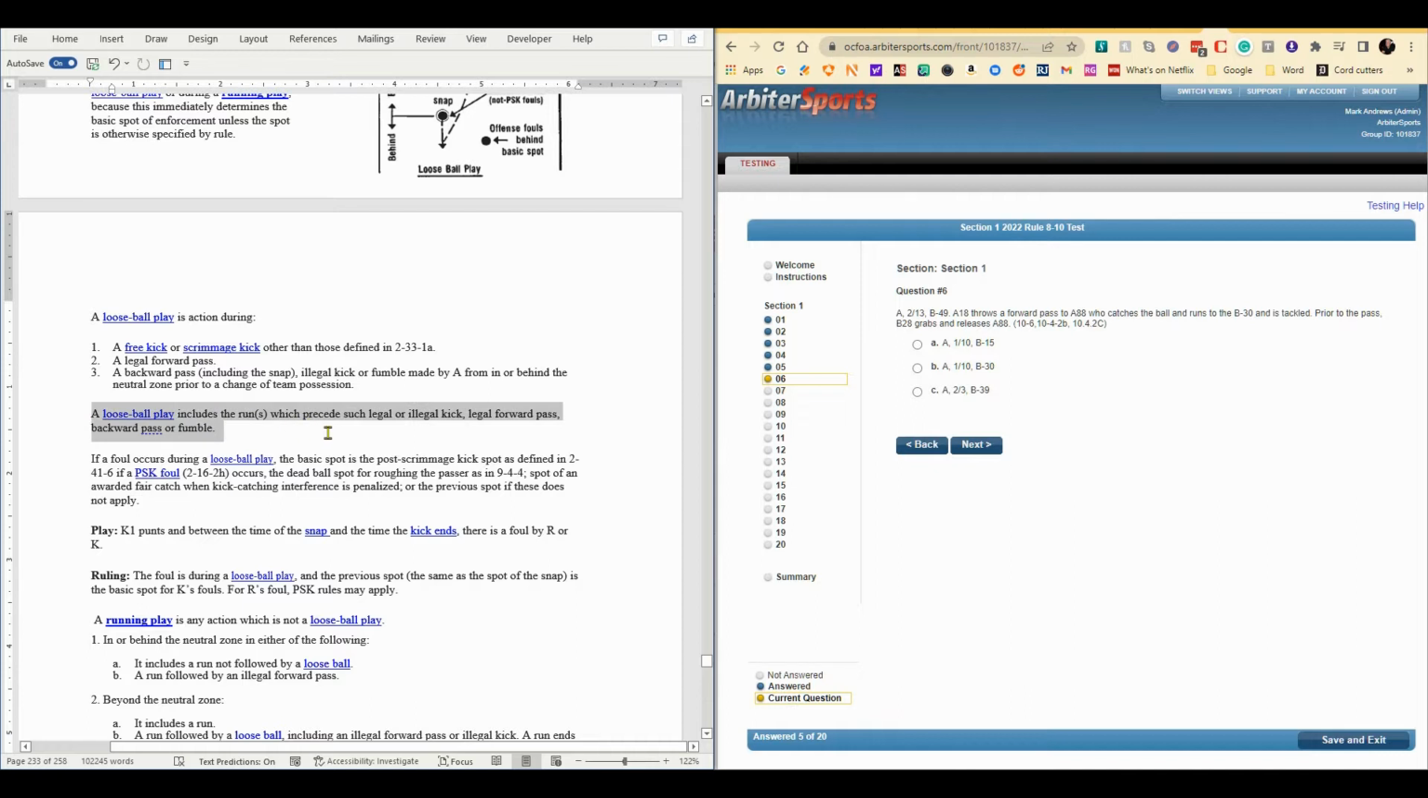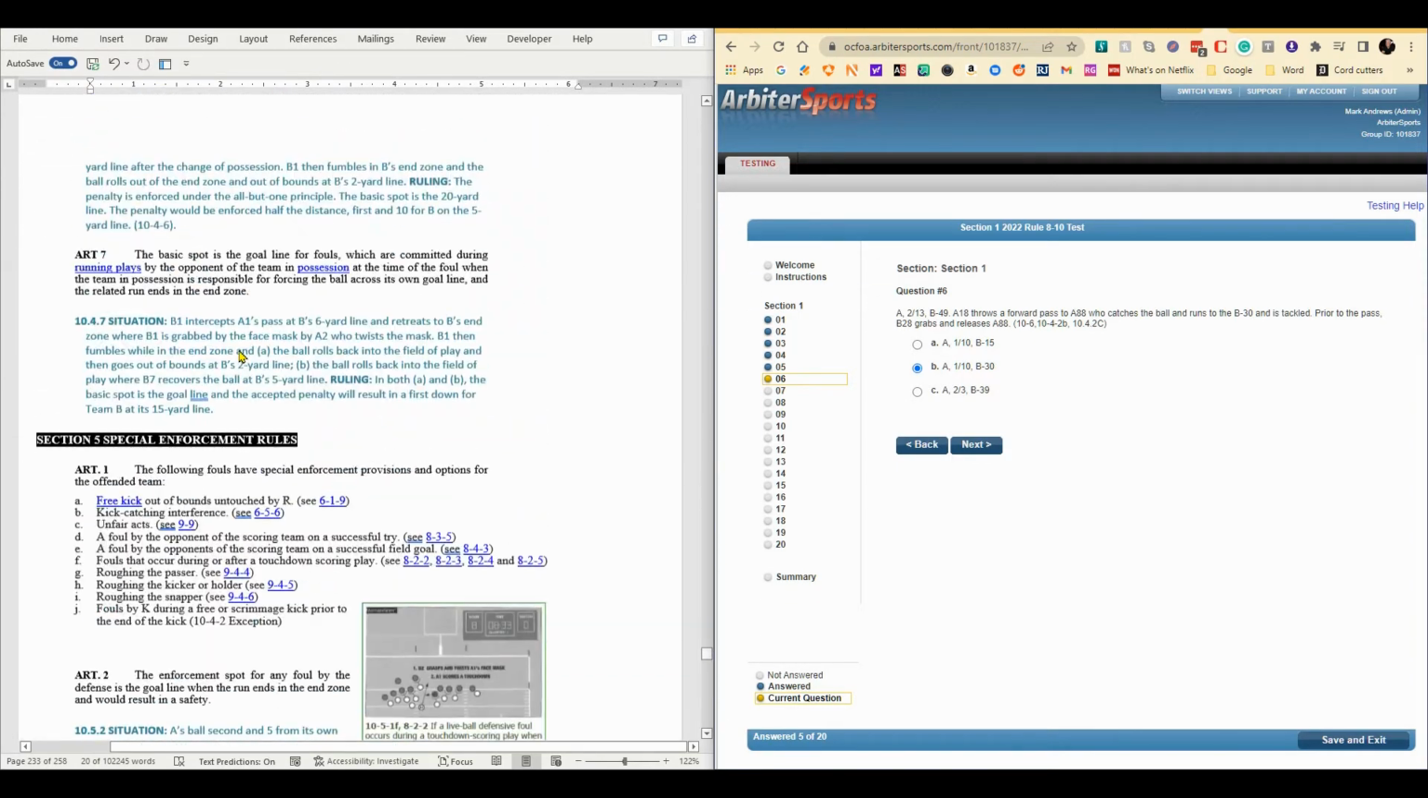A loose ball play includes the run which precedes such legal or illegal kick, legal forward pass, backward pass, or fumble. So that run preceding the pass is considered part of the loose ball play. Now, if it's after the pass is completed, now we have a running play. So you really have to keep this straight, okay? Any run preceding the loose ball play is part of the loose ball play. Any run after, once the possession occurs and now we have a run, is treated separately as far as penalty enforcement goes. So the answer is B, a first and 10 at the B30.